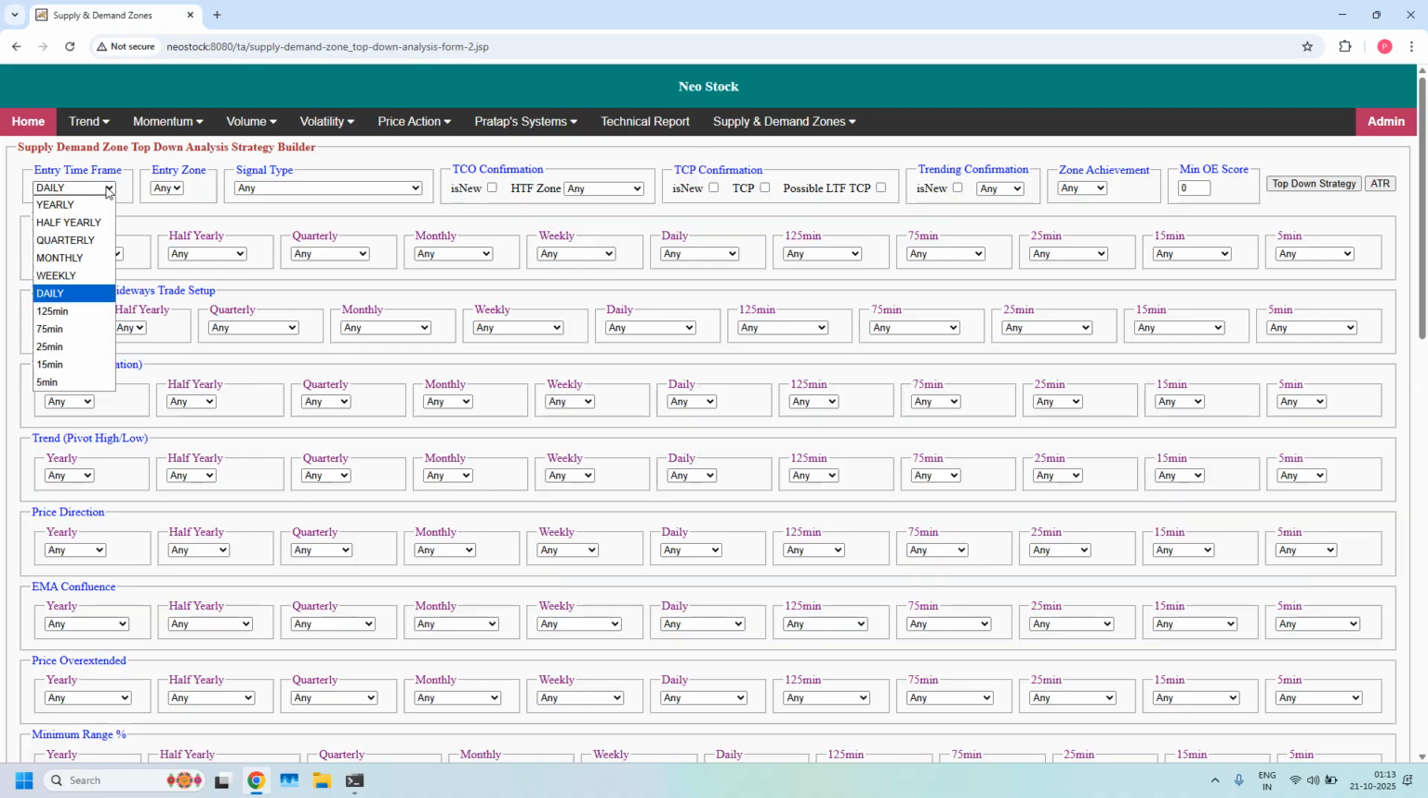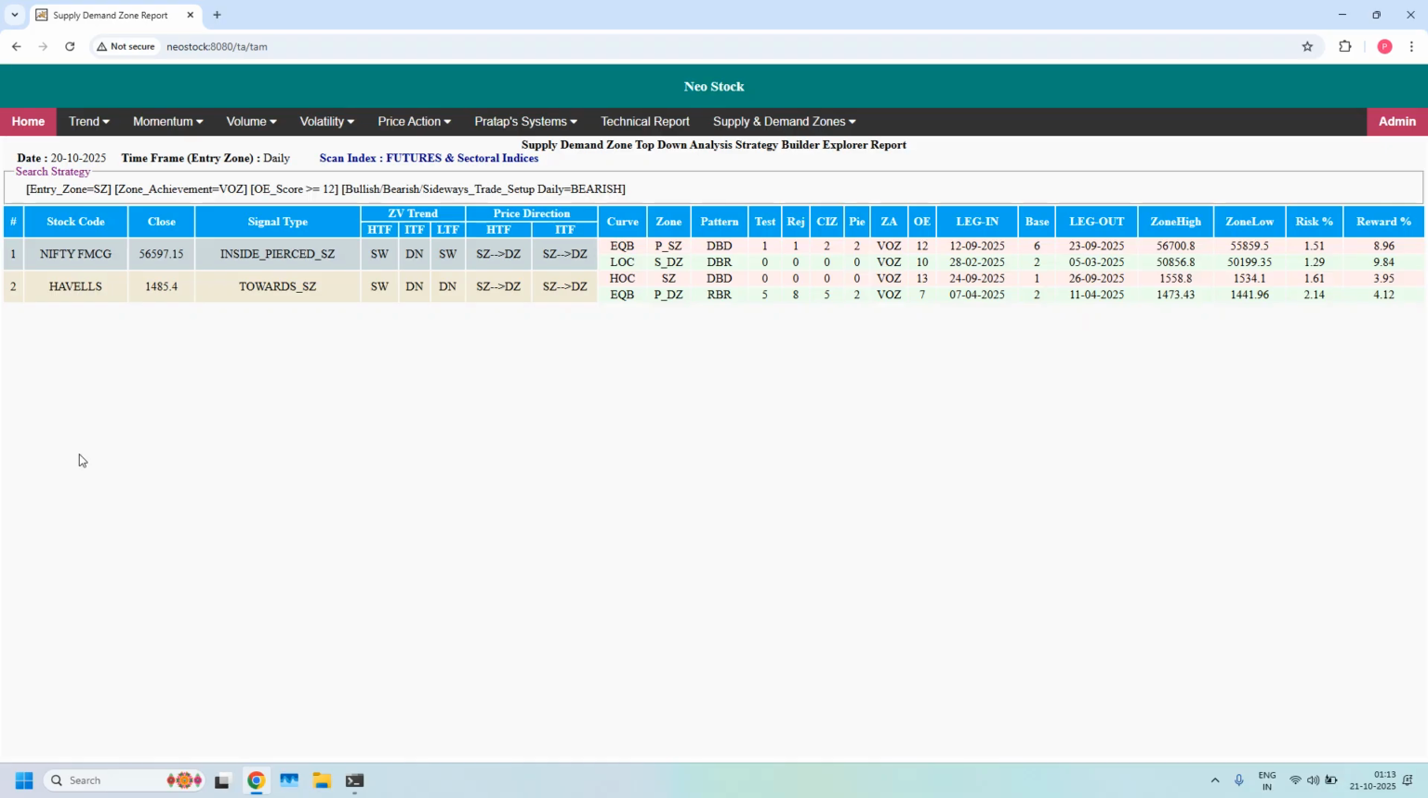Entry time frame is daily, entry zone is supply zone, bullish or bearish. At daily I am selecting bearish. Zone achievement VOZ, minimum order hands score 12. We got only 2 stocks supporting bearish trade setup. First one is a pierced zone. You have to use only pierced zone strategies. So we have only 1 valid.